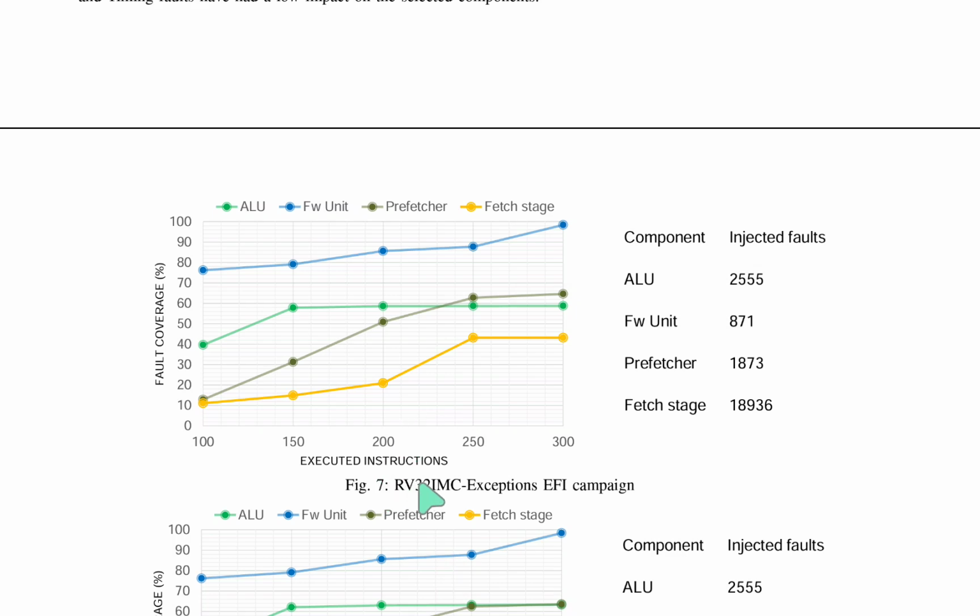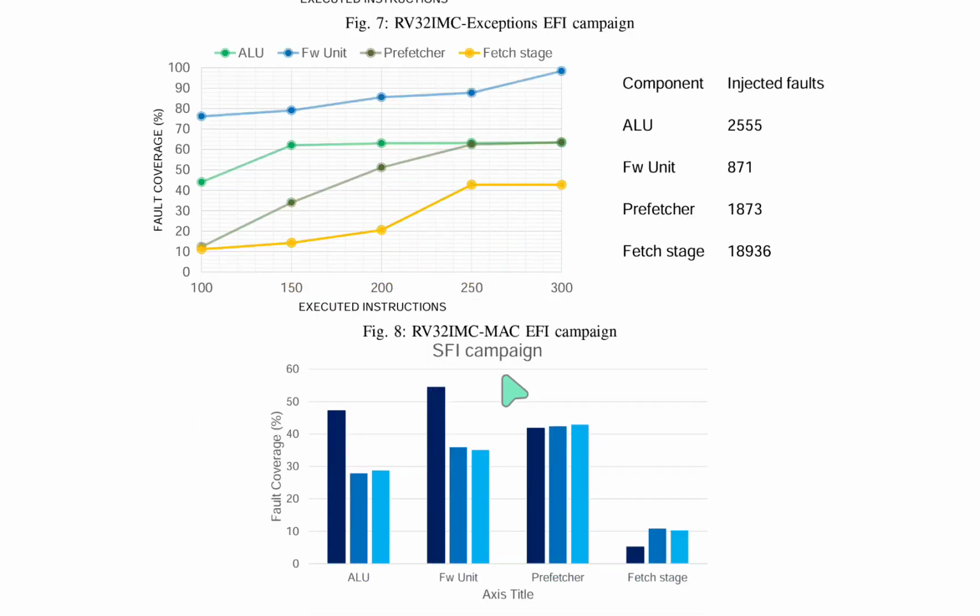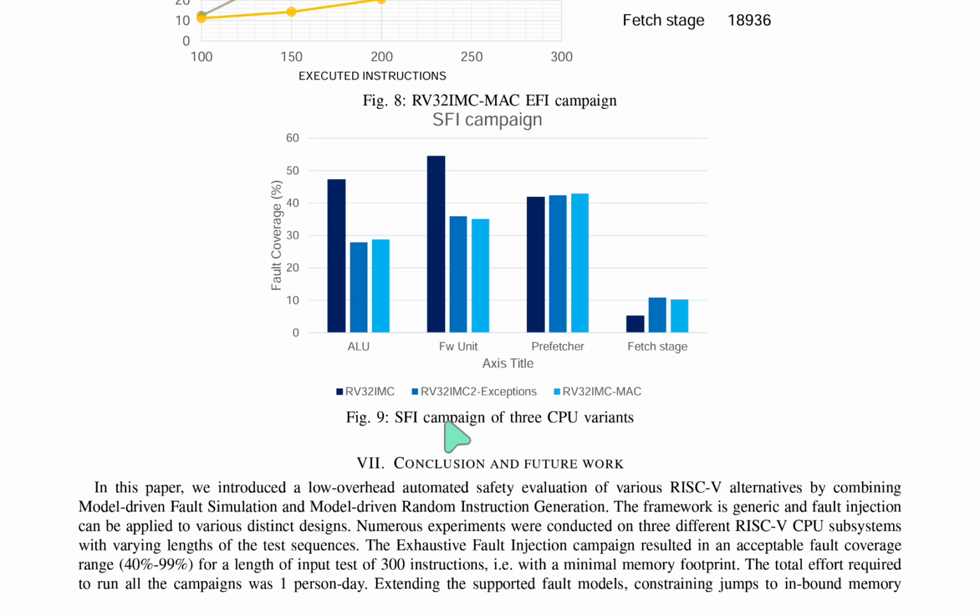Figure 7, RV32IMC exceptions EFI campaign. Figure 8, RV32IMC MAC EFI campaign. Figure 9, SFI campaign of 3 CPU variants.